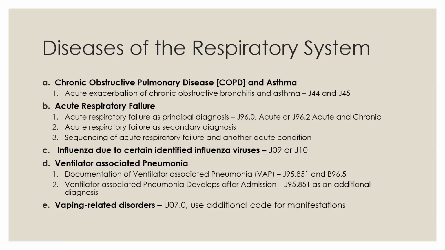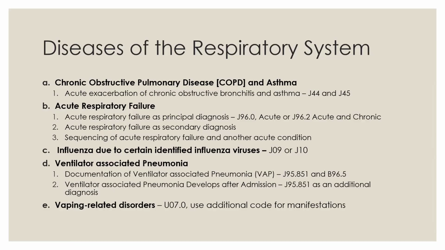For ventilator-associated pneumonia, we have 2 different guidelines. Number 1, documentation of ventilator-associated pneumonia. As with all procedural or post-procedural complications, code assignment is based on the provider's documentation of the relationship between the condition and the procedure. Code J95.851 for ventilator-associated pneumonia should be assigned only when the provider has documented ventilator-associated pneumonia or VAP.